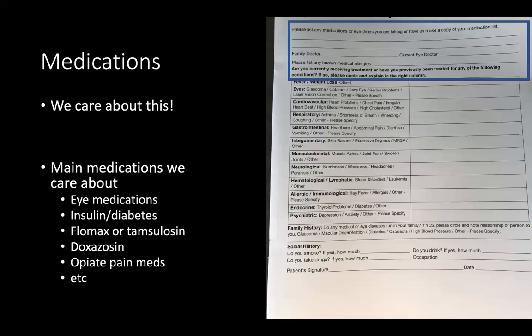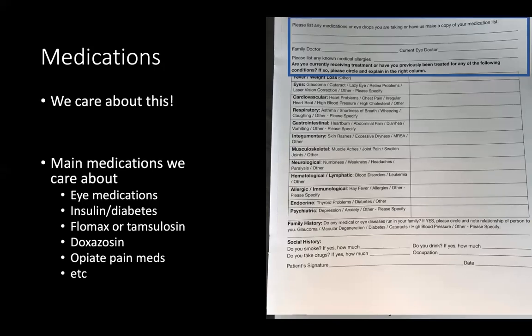We also care about medications. There are medications that we care more about, things like eye medications, insulin, some medications that affect how we approach cataract surgery, like Flomax or tamsulosin. Opiate pain medications can cause pupillary differences. And so we want to just make sure that we're at least getting this information to the doctors so we can understand how their medications might be playing into their current problem.